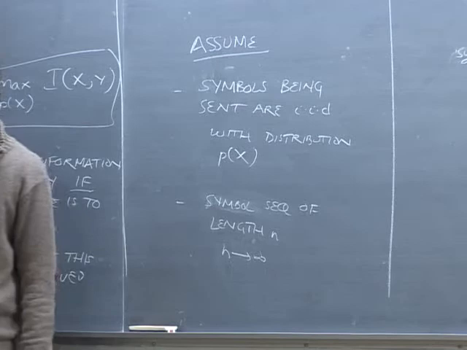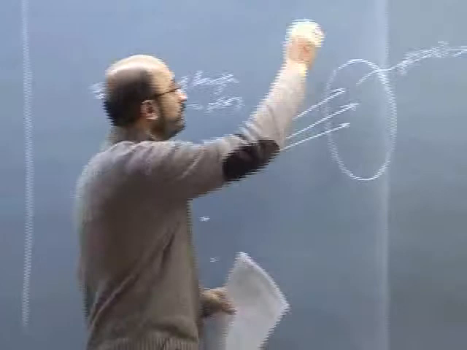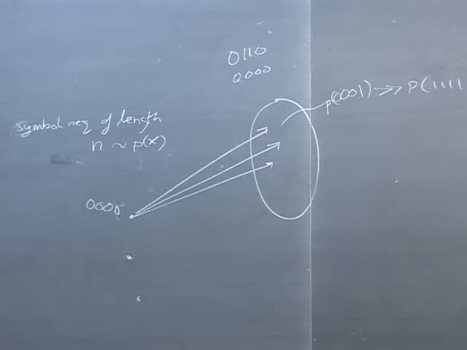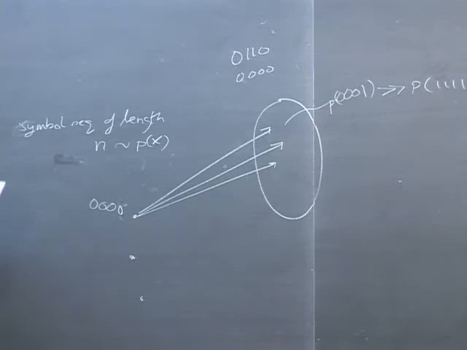So for example, 0110 is more typical than 0000, because that's from the binomial theorem. If you're at four, you're going to have 2 out of 4 is more likely than 0 out of 4. So we have that equipartition property, and we can apply that twice.